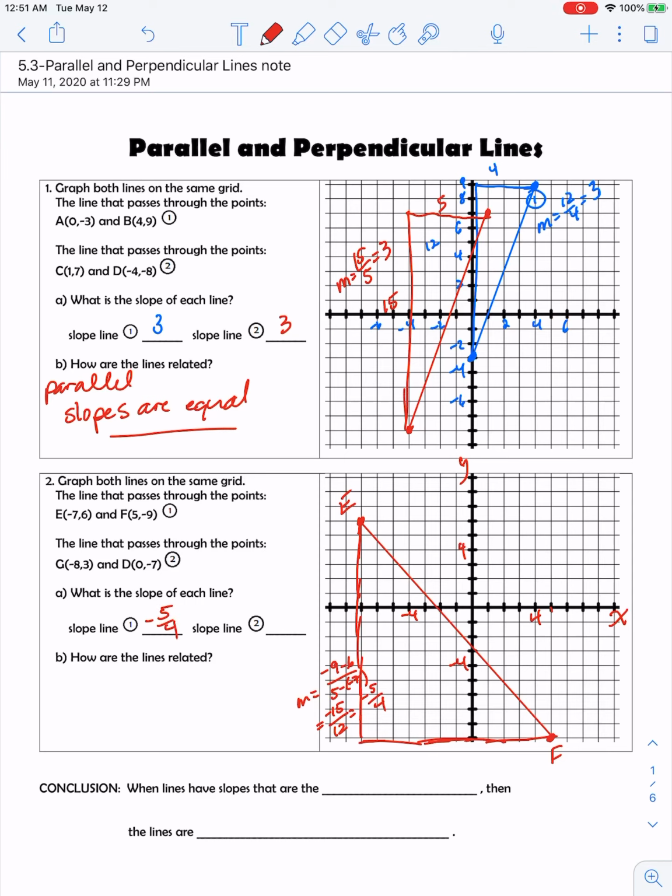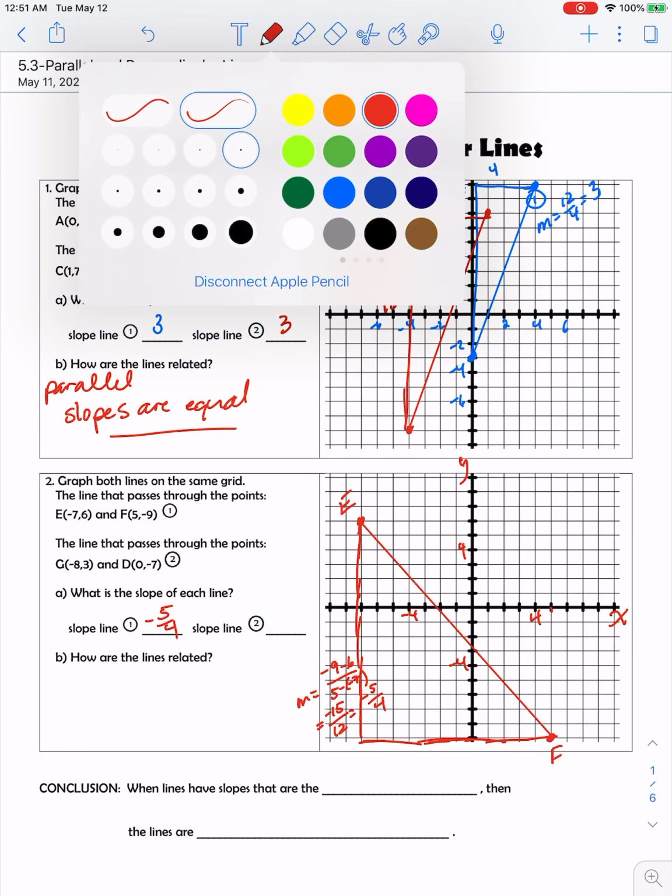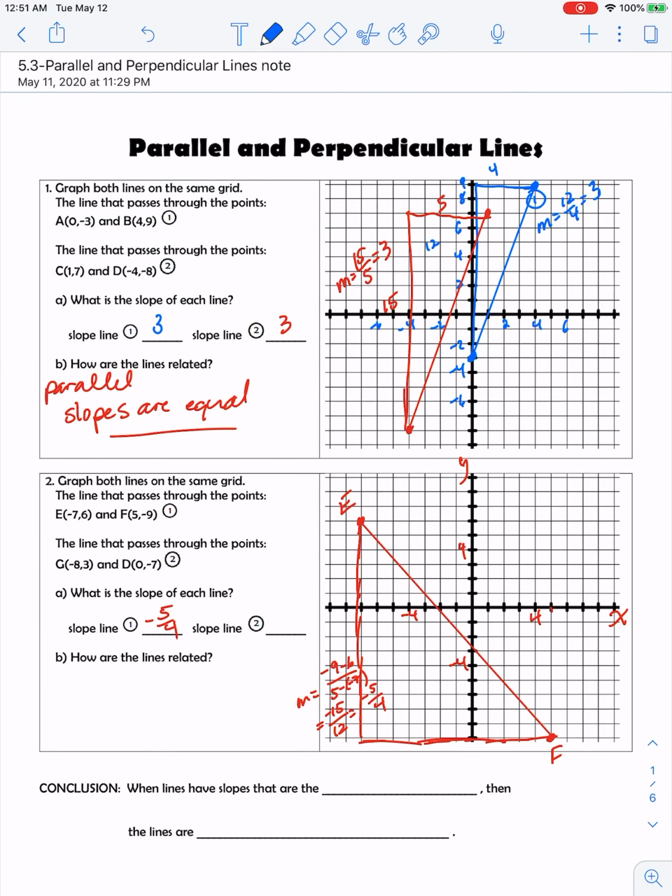Negative 5 over 4. Okay, line 2, I'll do it in a different color. (-8, 3) is right there, and (0, -7) is there. Okay, these look parallel, so this is G and D. I'll do the slope over here. So -7 minus 3 over 0 minus -8 is -10 over 8, which is -5 over 4 as well. They are parallel and the slopes are equal.